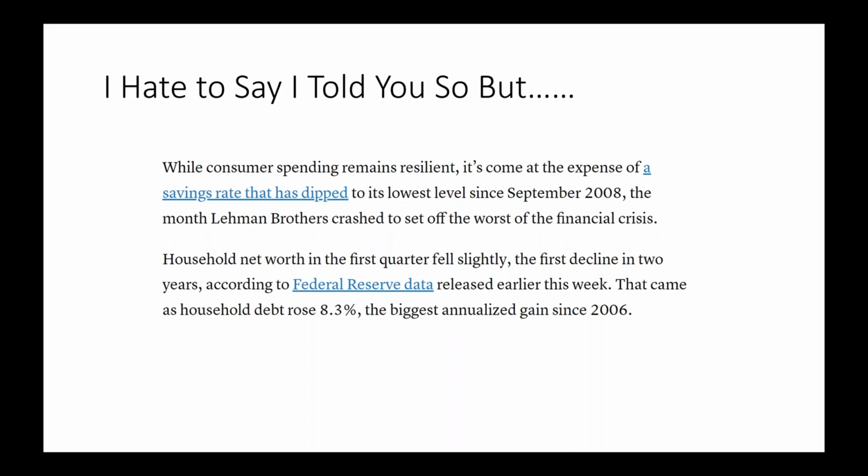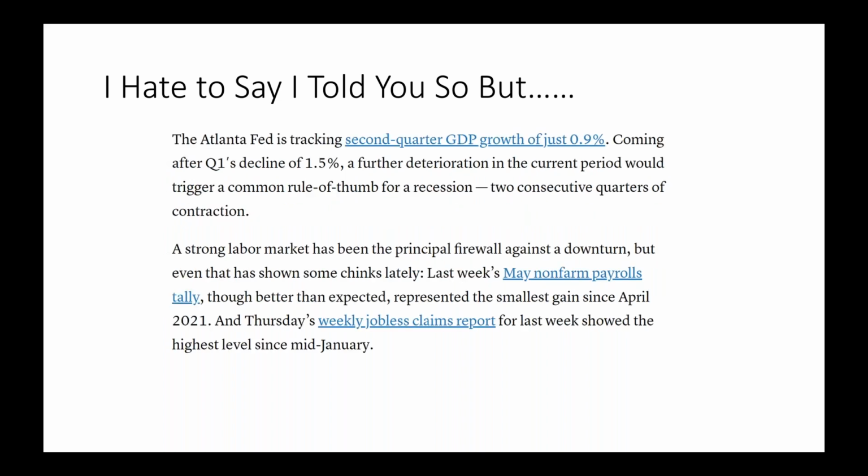Consumer spending remains resilient, but as I pointed out, credit card balances have doubled this year, and personal savings rates are lower than at any time since 2008. Household net worth in the first quarter fell. That's the first decline in 2 years. Household debt went up 8.3%, which is the biggest gain since 2006. So if you're wondering how households are dealing with inflation, they're really not. They're tapping out their credit cards and they're borrowing.